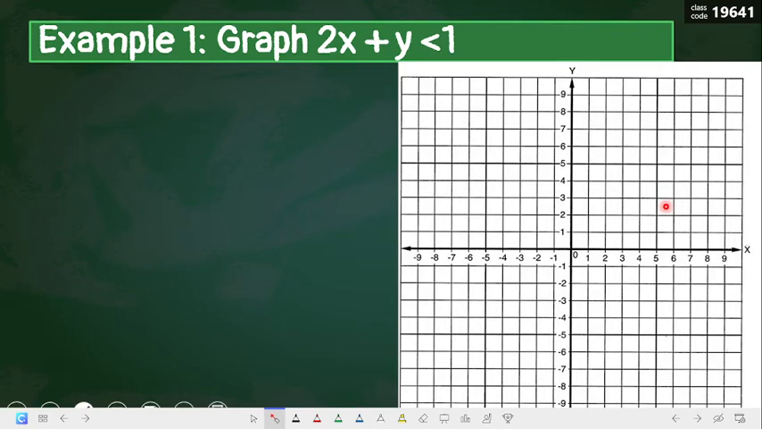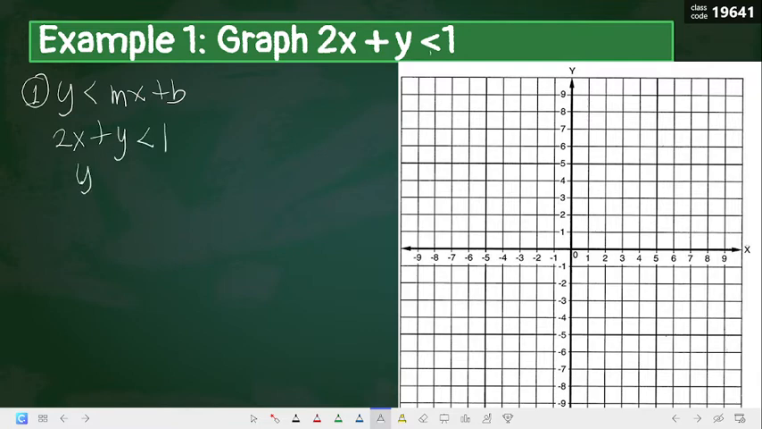So, let's have an example. We have here graph 2x plus y less than 1. So, the first step is we're going to write this in slope-intercept form, or yung y less than mx plus b. Bakit less than? Kasi less than yung ating given. So, from 2x plus y less than 1, i-isolate natin yung y. Yung 2x natin, we're going to transpose. That will become negative 2x plus 1.